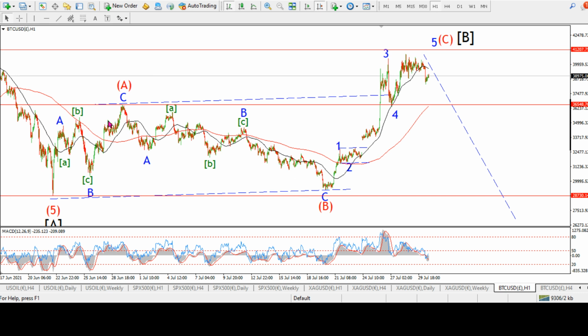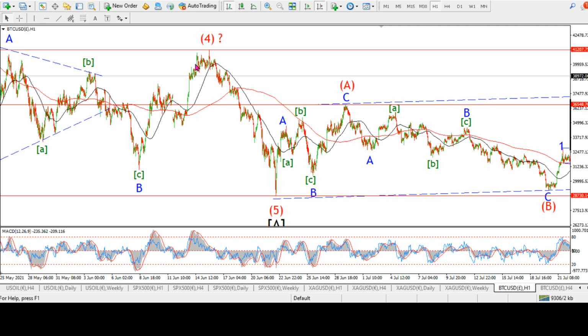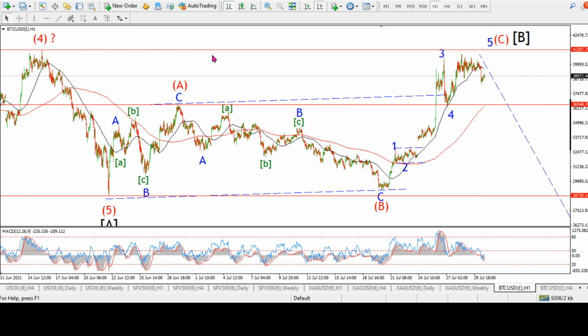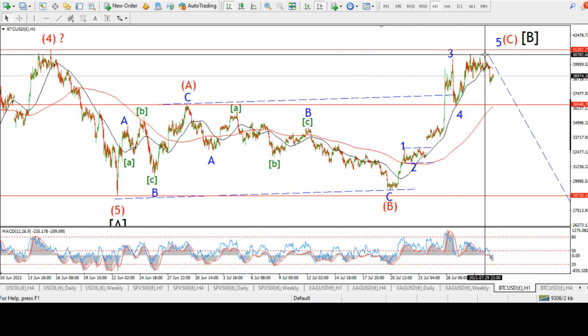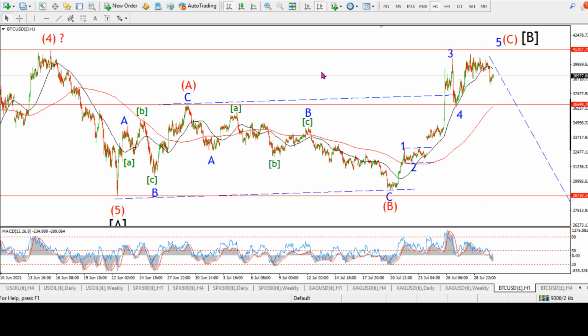Suffice to say, we have a three-wave pattern up complete. We did top just around the previous fourth wave low, so that came in at 41,200. What was the high this week? Came in at, let's say, 4,700. So within $500 of the previous fourth wave high. We seem to have stalled so far.